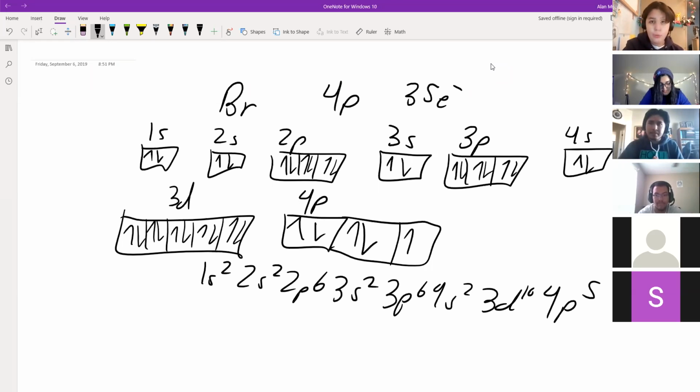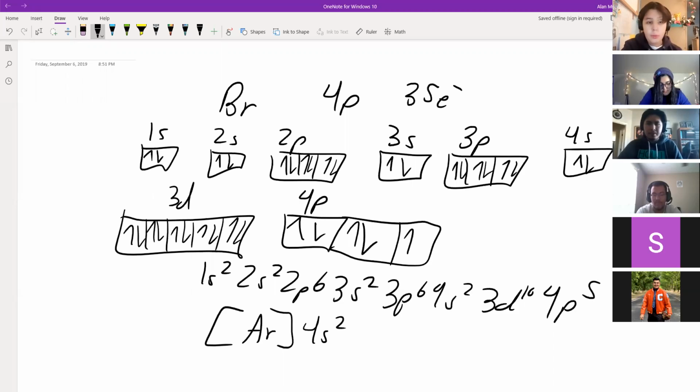Argon. It would be argon. Yes, argon. So we will have our brackets, argon, and then what would come after argon? 4s2. So anything after our 3p6, because that is the configuration for argon. So we have 4s2, 3d10, and then 4p5.